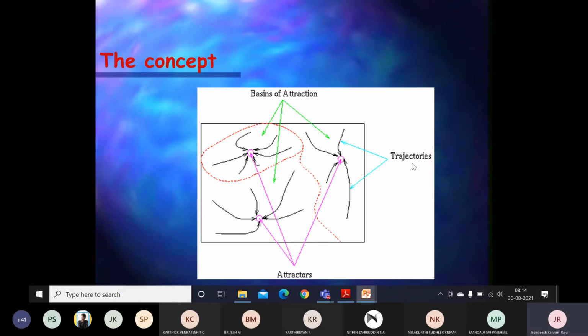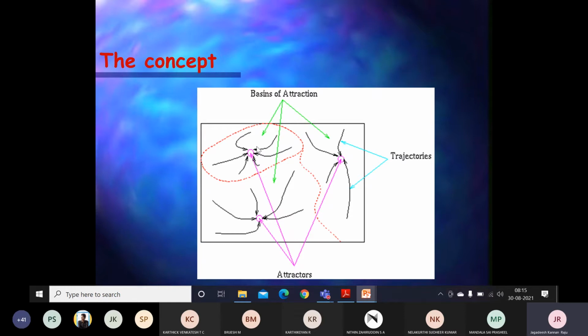The next one is nothing but the trajectories. Trajectories is nothing but, within the attraction region, we have certain trajectories. Based on those trajectories, these attraction regions are formed. And in order to group the trajectories, or in order to identify the basins of attraction, we need a certain central point, or a certain central focus, that may be considered as attractors.